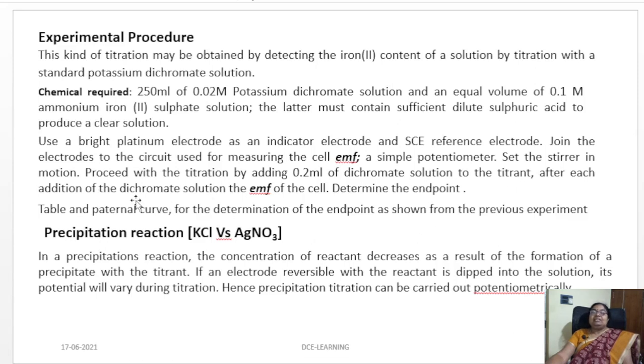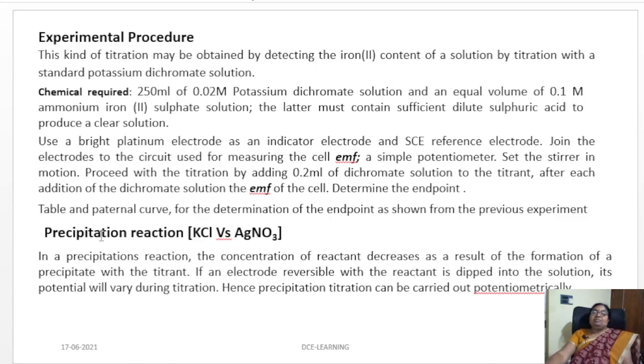After each addition of the dichromate solution, the EMF of the cell is noted using table 1, which I have given on the previous slide. Determine the endpoint by using either the table or the graph to determine the endpoint, as shown in the previous experiment.